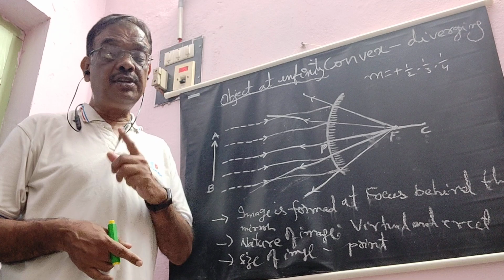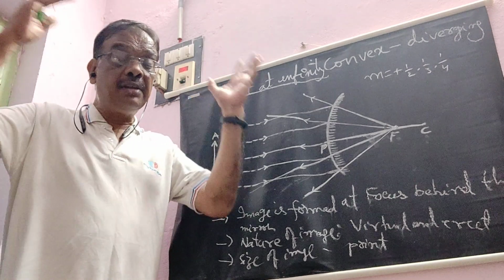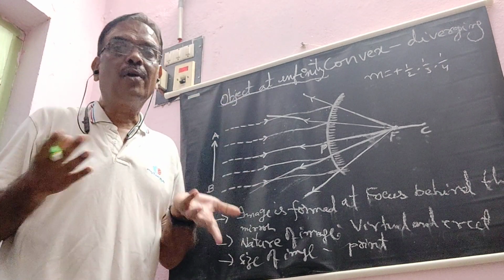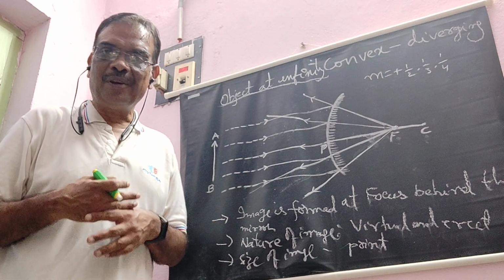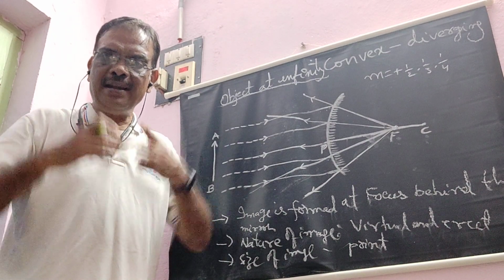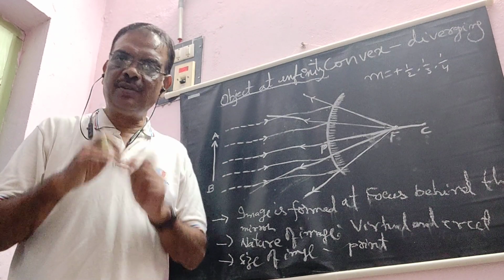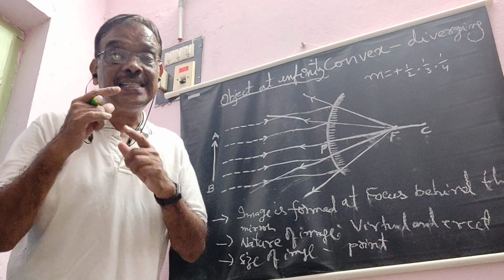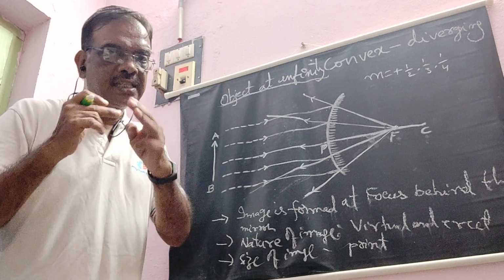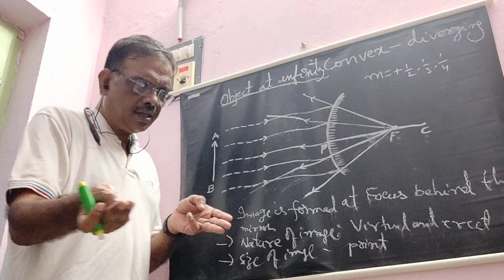Name the mirror which forms a virtual, erect and magnified image. Virtual, erect and magnified: concave mirror. A concave mirror forms a virtual, erect and magnified image. And the plane mirror also forms a virtual, erect image, but the size of the image is the same size. Okay, now we'll discuss these three a little later.